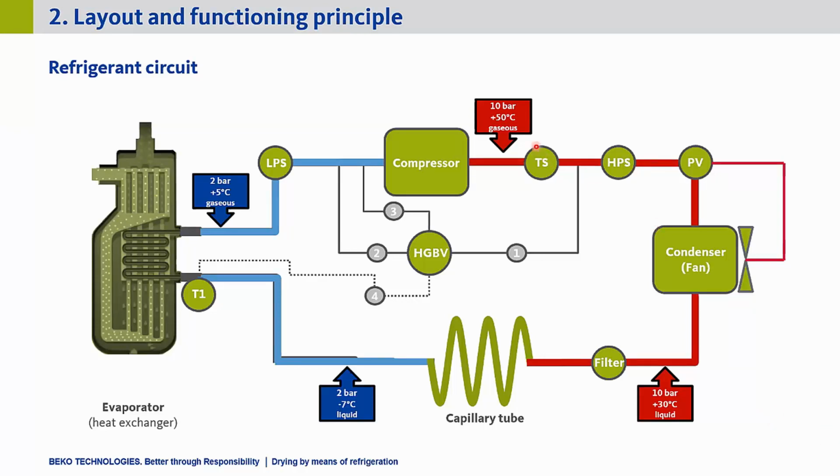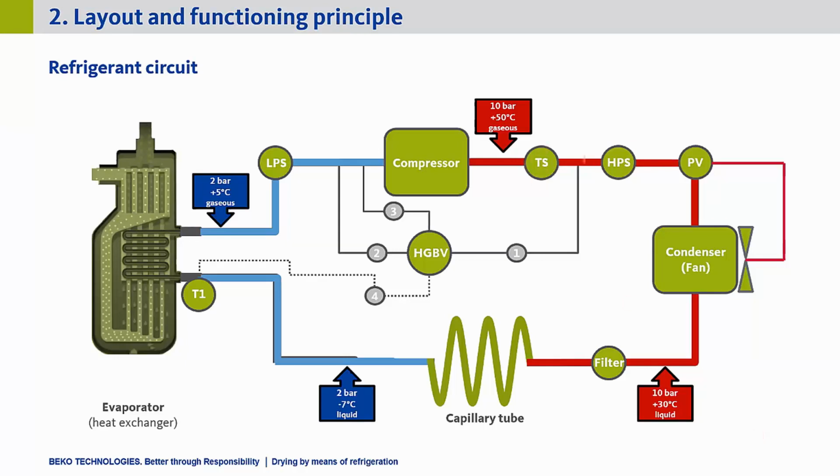These are the TS, the temperature switch, HPS, which is the high pressure switch, and LPS, which is the low pressure switch. All these three safety devices are pure luxury devices, and they are not necessary for controlling the actual system. They are only for safety, and they are only available starting from certain sizes of dryers.